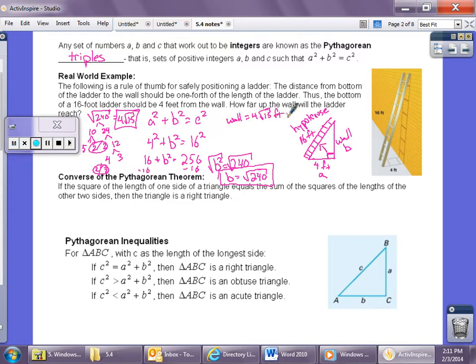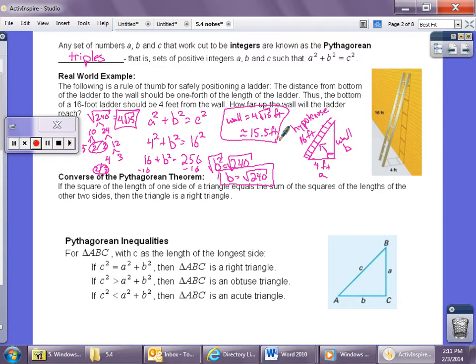Feet, or we could say 4 root 15 is approximately 15.5 feet. So that's how we figure this out. That's why we started off with our radicals.